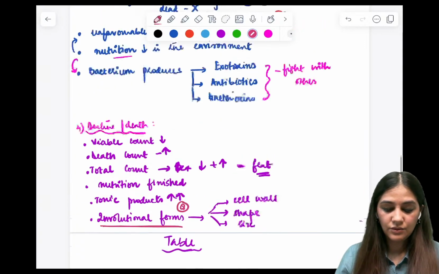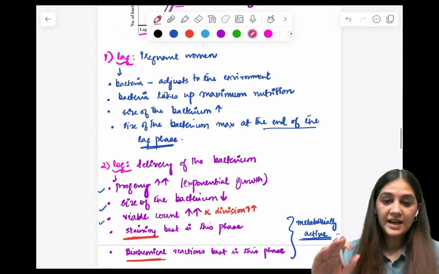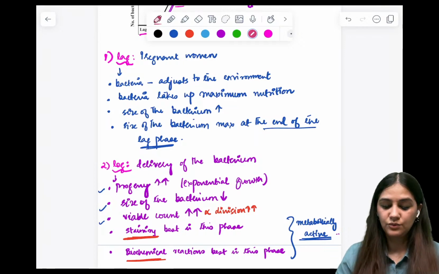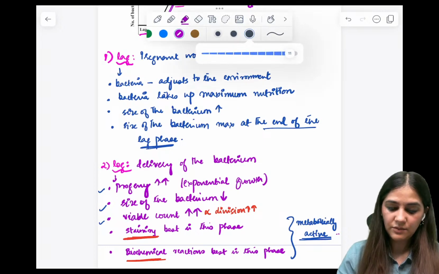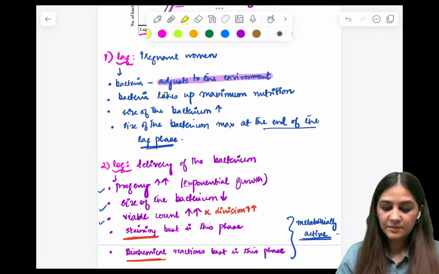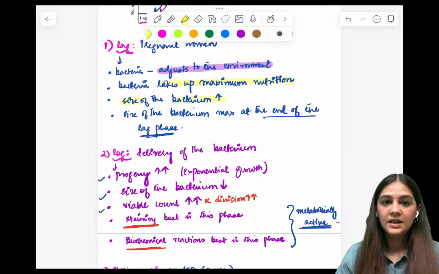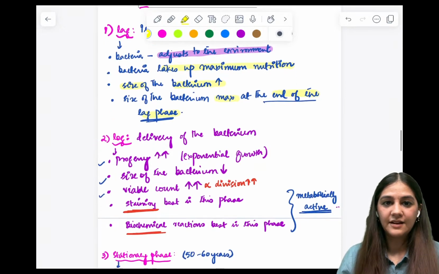Okay? So again, once more revising from the lag phase. In the lag phase, the pregnant woman has just gotten to know that she's pregnant, so she's trying to adjust to the environment. She adjusts to the environment, takes up the maximum nutrition at this phase, and obviously the size of the bacterium is increasing because she's pregnant. And at the end of the phase, it's going to be at the maximum size. So that is the lag phase.